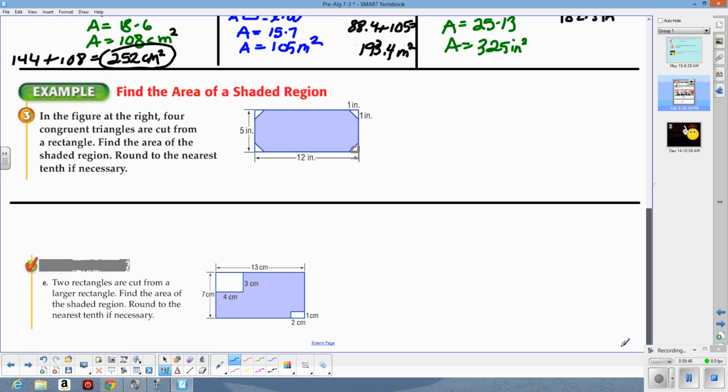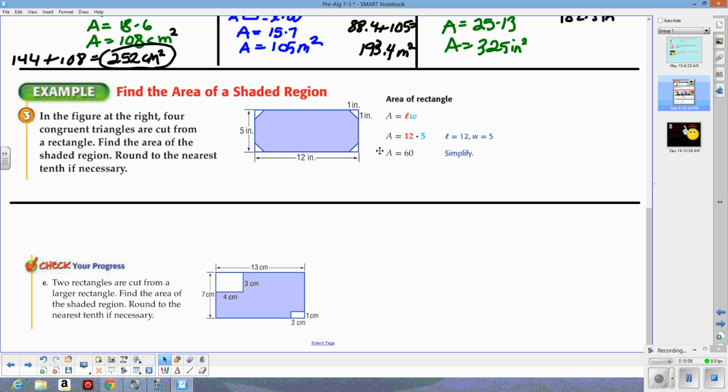Now the last type is going to be finding the area of a shaded region. In the figure at the right, 4 congruent triangles are cut from a rectangle. Find the area of the shaded region and round to the nearest tenth if necessary. Well, the first thing we're going to do is find the area of this rectangle before the corners are chopped off. So that area of the rectangle is going to be length times width, or 12 times 5, which is 60.